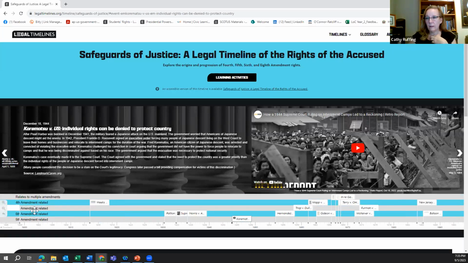And again, with this one, one of the things I really like about it is that you can see down at the bottom the different amendments and whether this is a 4th Amendment issue or a 6th Amendment issue. So you could give your students a scavenger hunt, go see all of the things that happened with the 6th Amendment.